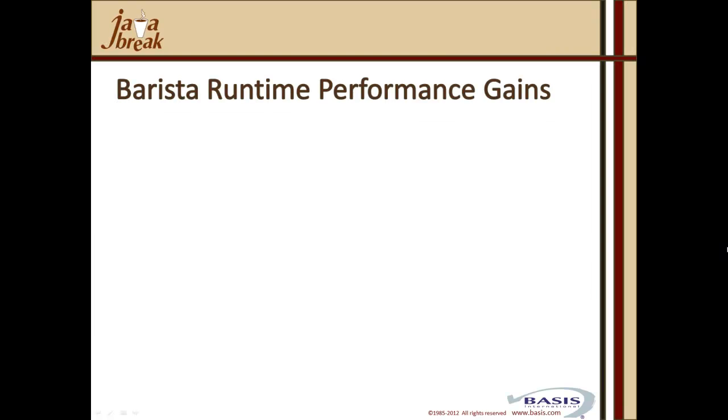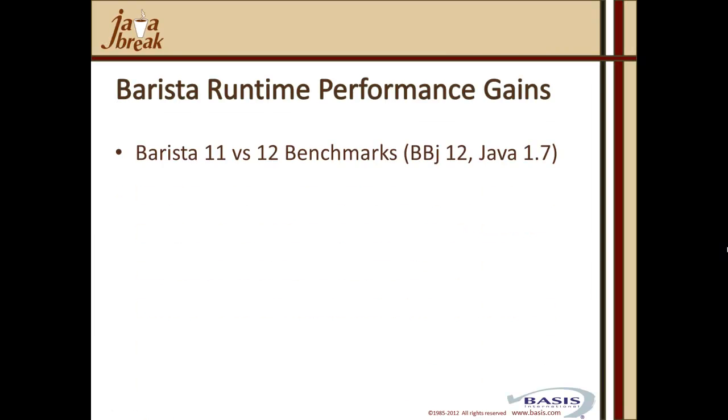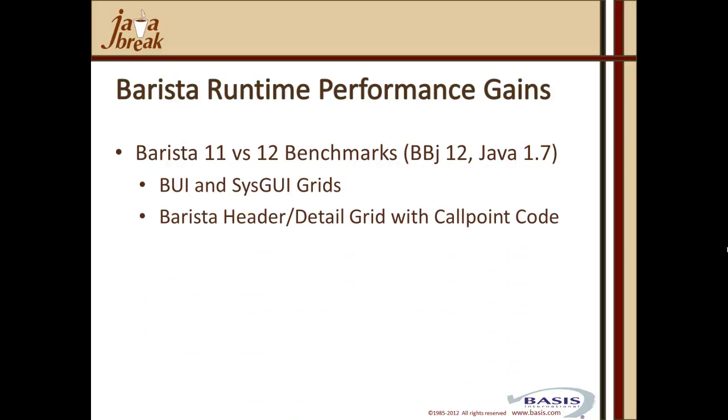Let's turn our attention to Barista runtime performance gains. Barista 11 versus Barista 12 benchmarks. In both cases, we're running on the same BBJ and the same version of Java. The only difference being that we're running a different version of the runtime for Barista. We're going to see three examples: one of the BUI and SysGUI grids, secondly a Barista header and detail grid with core point code being invoked between each line, and finally a Barista query optimization.